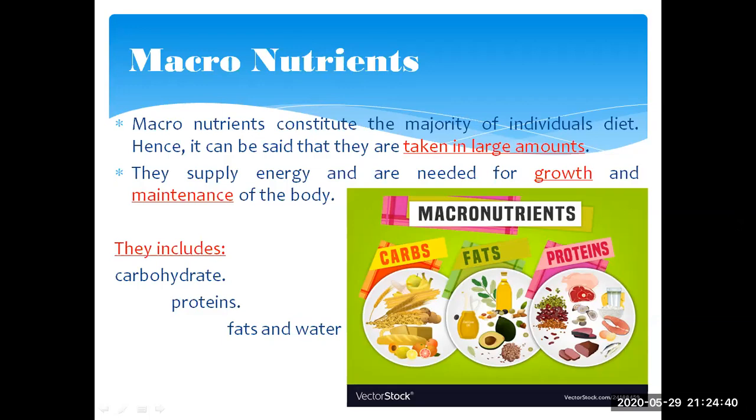It is also important for the excretion of waste products, and it also regulates the body temperature. So water performs these functions in our body.